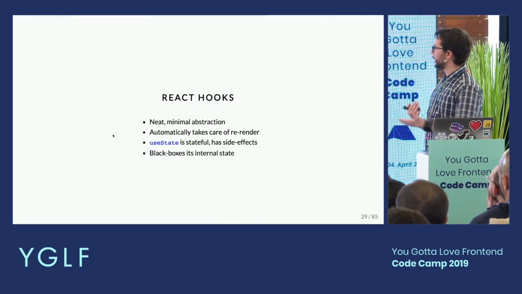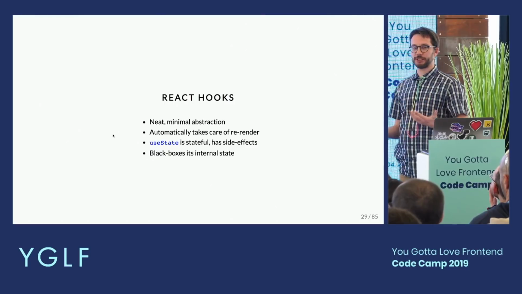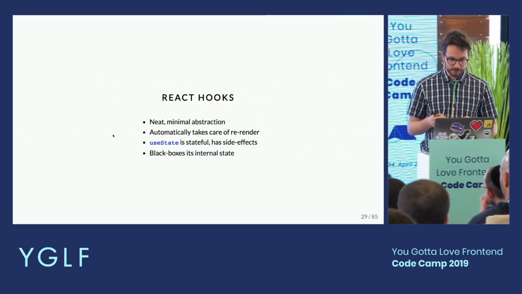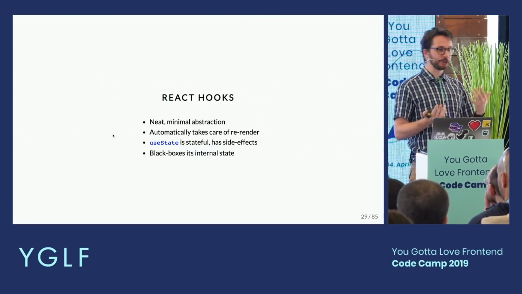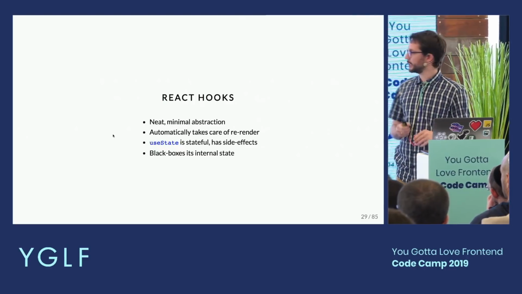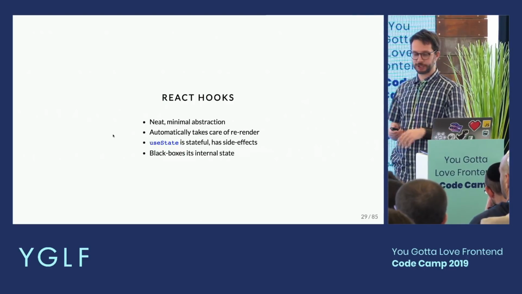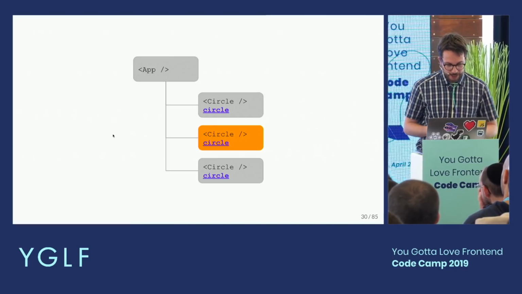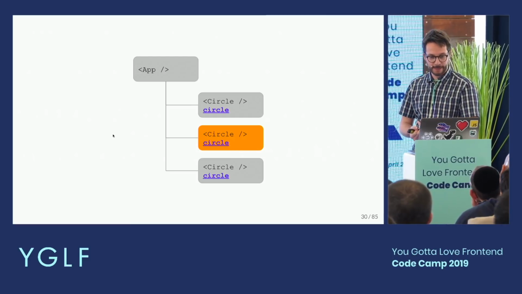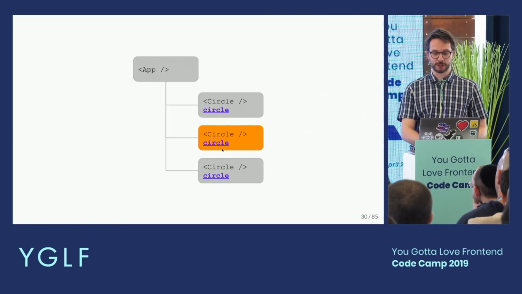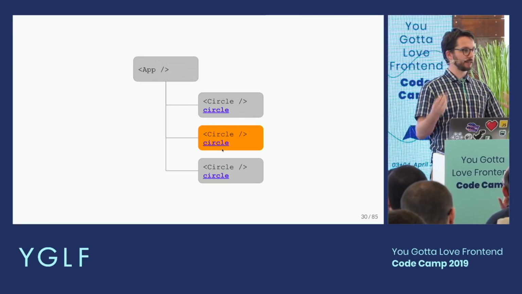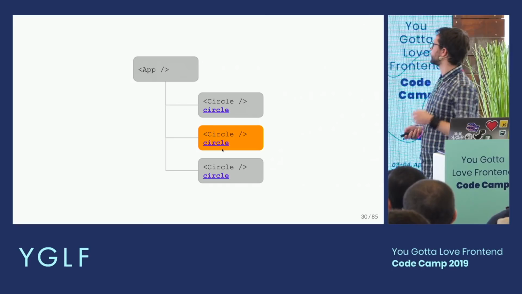So React hooks are a neat, minimal abstraction to introduce local state in a component. As you saw, the function is super side-effectful because it remembers how you called it last time. But it's nice because it creates a nice black box of your state. Looking at it from a conceptual point of view, this is your component tree. If you are dragging this circle around, then that circle is being repainted because it owns the state and it redraws based on that.